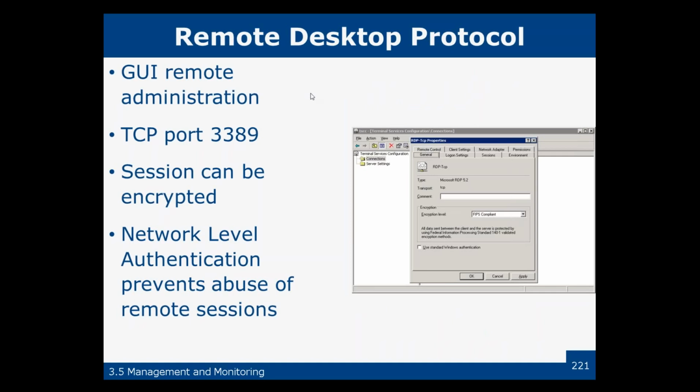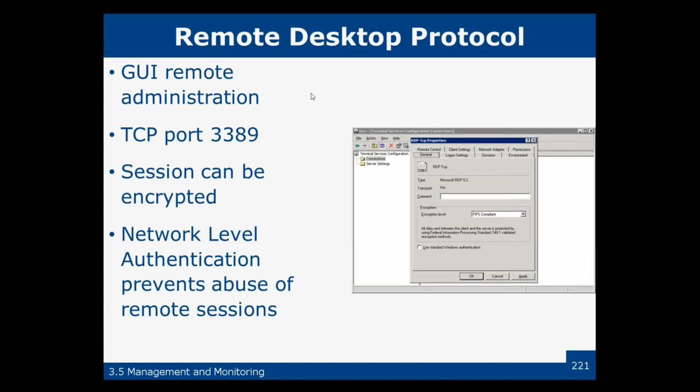Remote Desktop Protocol, RDP, is a GUI remote administration that uses port 3389. It's just like you were there. You see the whole desktop in the graphical user interface. There are usually two things on a Windows server anyway. One is remote desktop, which is one at a time, and the other one is remote desktops, where you can set up multiples of them.